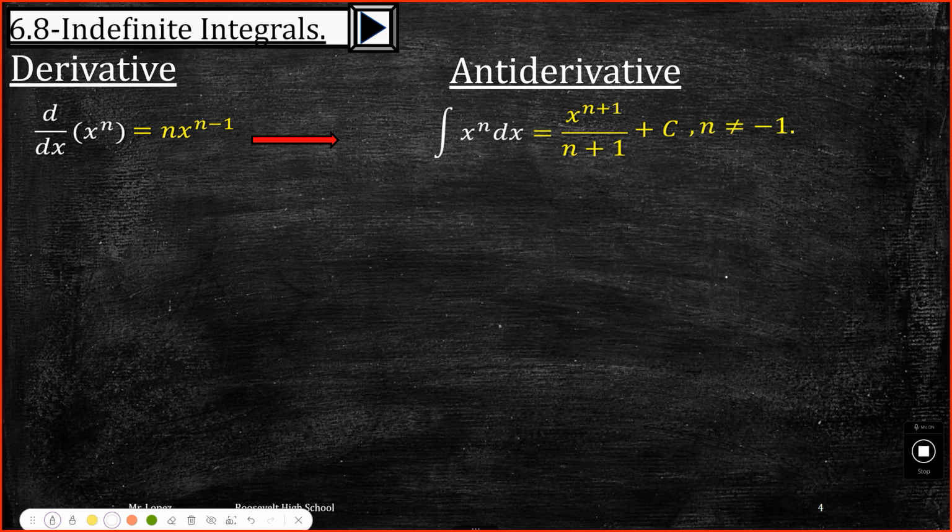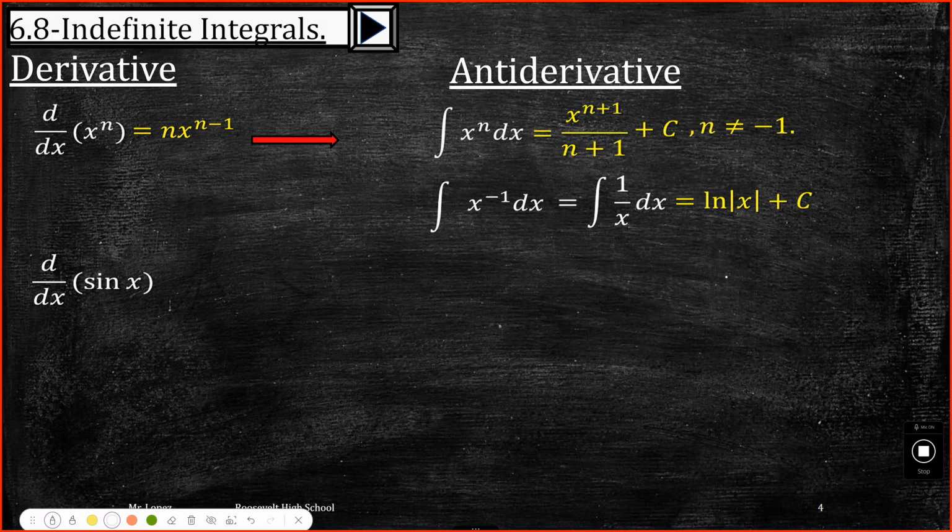As long as n does not equal -1. Because if n is -1, that would make it 1 over x, which is the ln absolute value of x. That's what we just did.